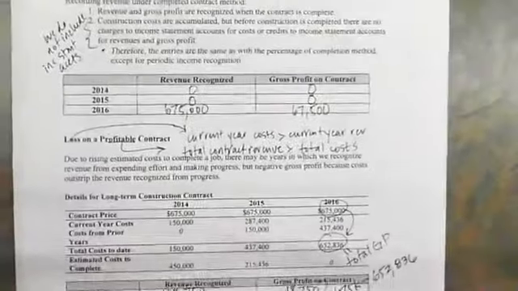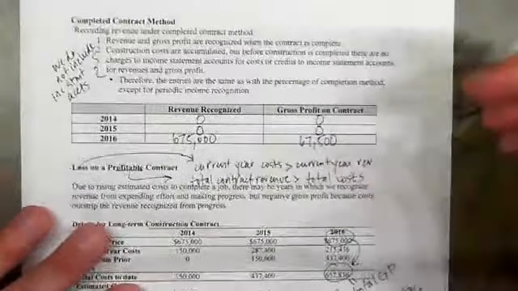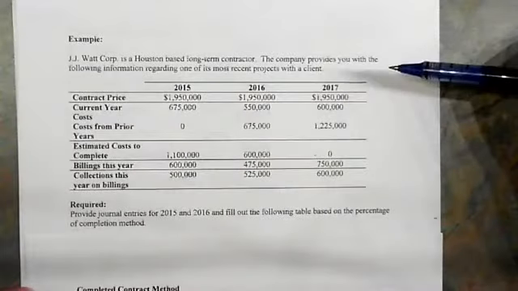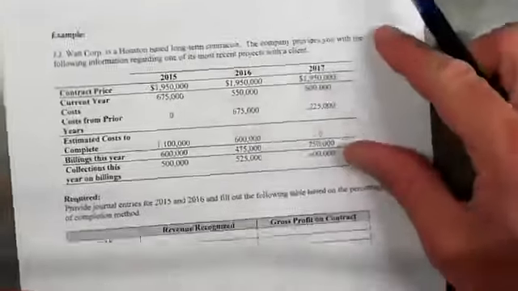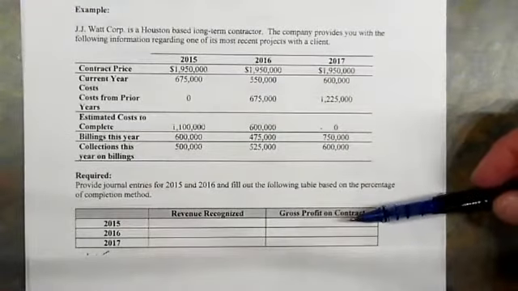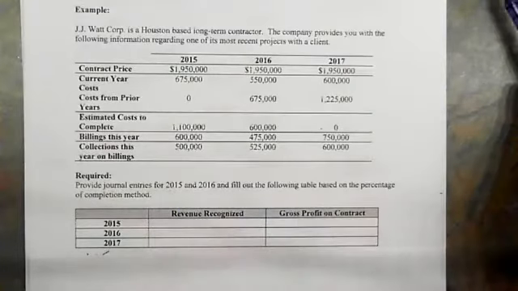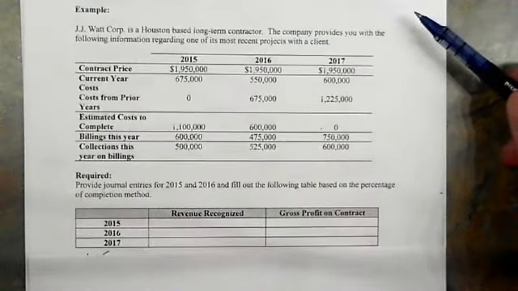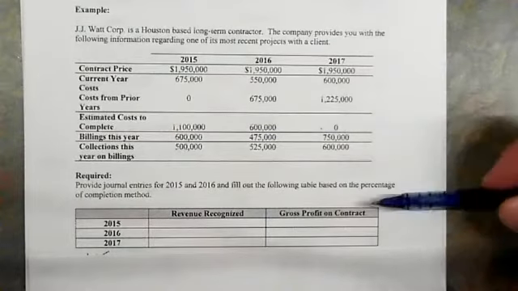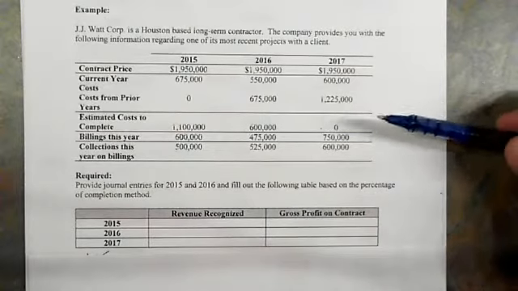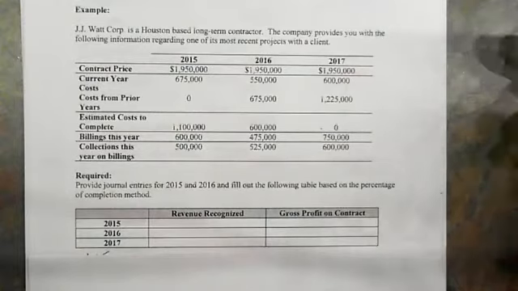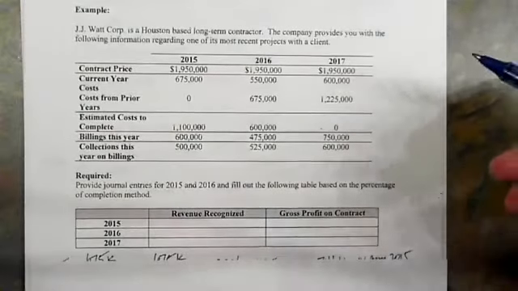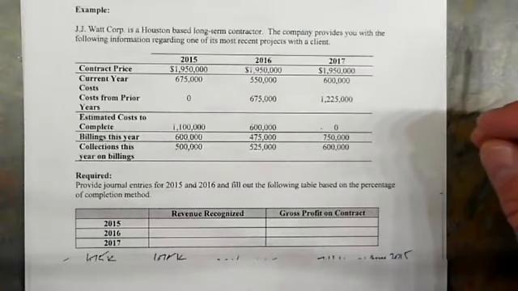So in the next module, or actually in class, but I'll post it as the next module, I want you to do this JJ Watt Corp. And I want you to go through, recognize the revenue and the gross profit on the contract, and also provide the journal entries for 2015 and 2016 so you can get used to filling those out and recording the construction in progress and the billings account and understanding how those two accounts work. So I'll start the next module, module 11.2, with the answers to this, and then we'll finish up with figuring out how to do an unprofitable contract. So when the total costs have exceeded the total revenue you expected to get on the contract.